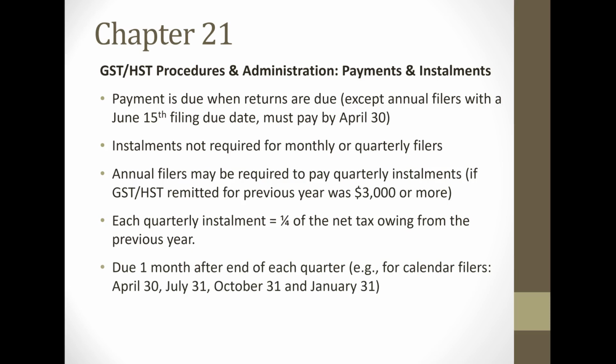So if you're having a calendar year, the first quarter would be January to March 31st. If you're an annual filer and you need to make quarterly installments, that first installment will be due April 30th, 1 month after the end of the first quarter.